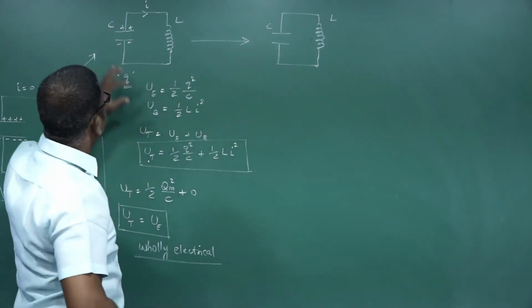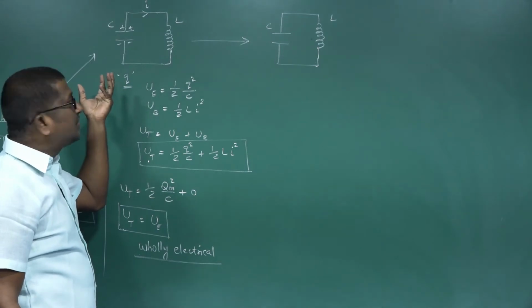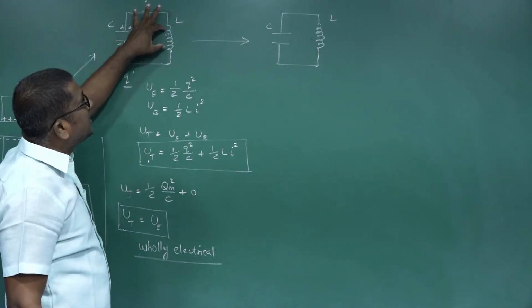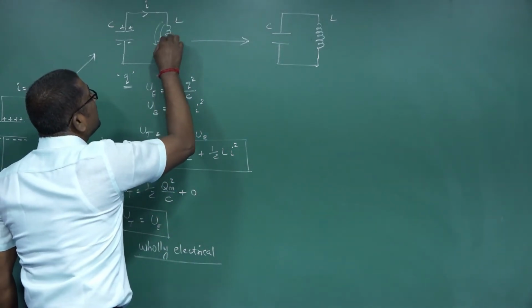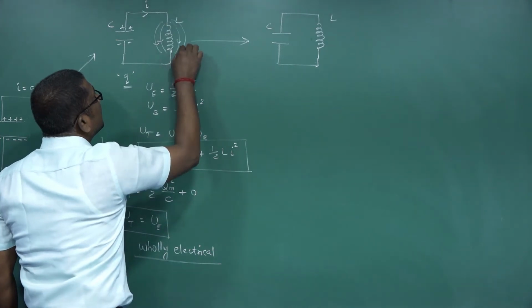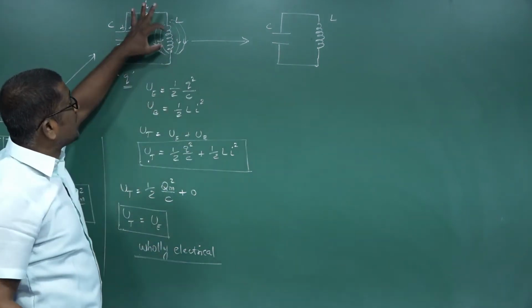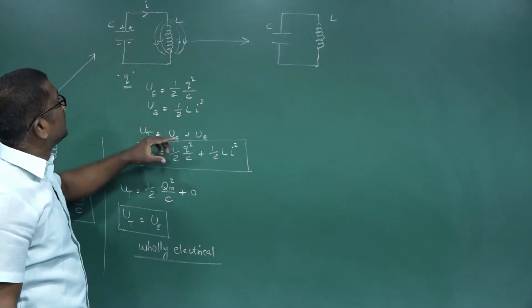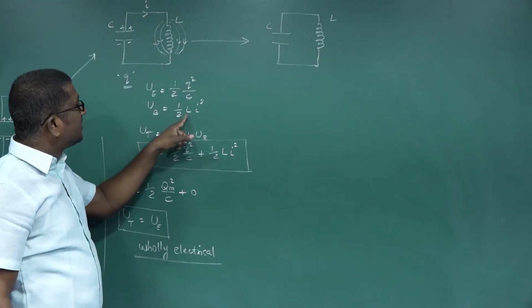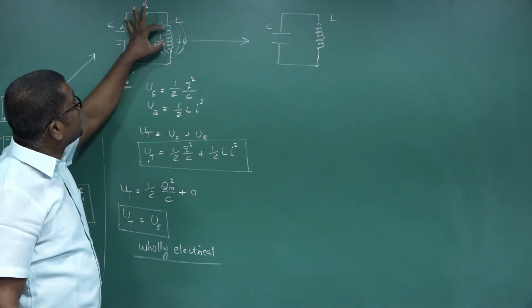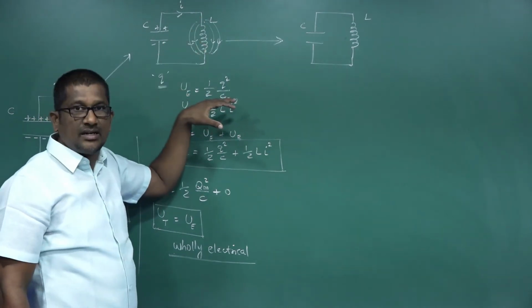Already I told the energy stored in the capacitor is in the form of electrical energy, whereas the energy stored in the inductor is in the form of a magnetic field. When an electric current flows through the inductor, a magnetic field is established in the inductor. That is why energy is stored in the inductor, which is called magnetic energy. It is given by (1/2) L I squared, where L is the self-inductance of the inductor and I is the amount of current flowing through the inductor at that instant.